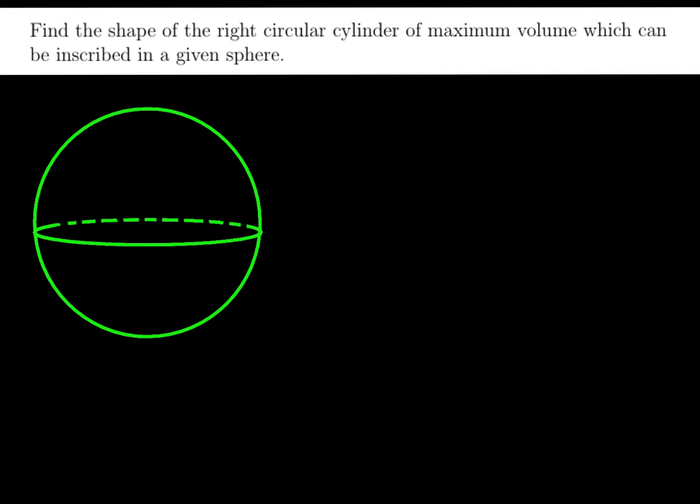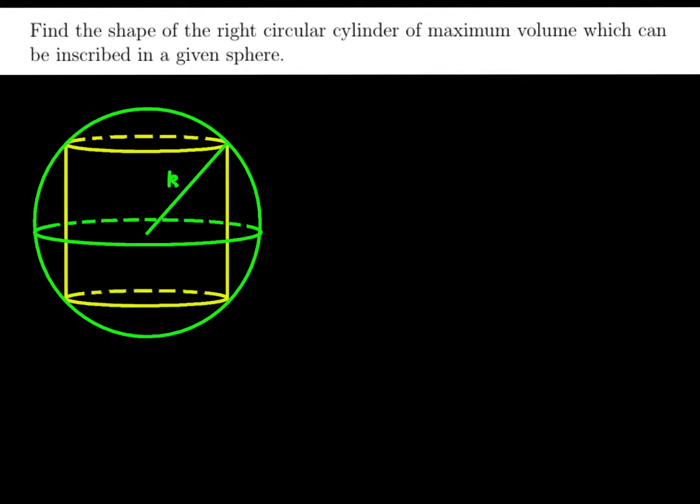So if we have a sphere, it's going to have some fixed radius k. So this is the given sphere, and we know its radius is k. And we're going to inscribe a cylinder. So we're going to place a cylinder inside of the sphere, and we want to maximize it. So we're going to have to make it so it touches the boundaries of the sphere.